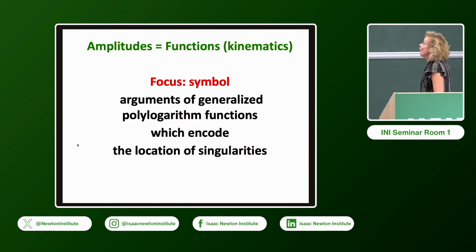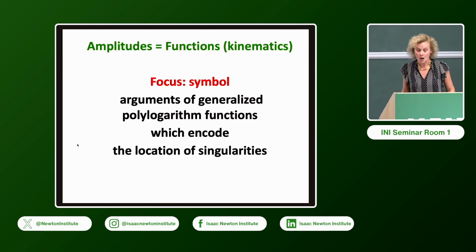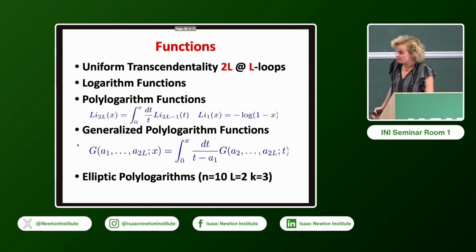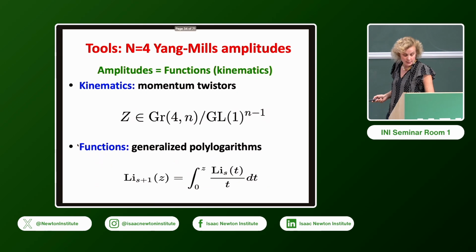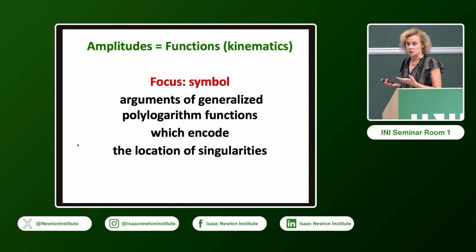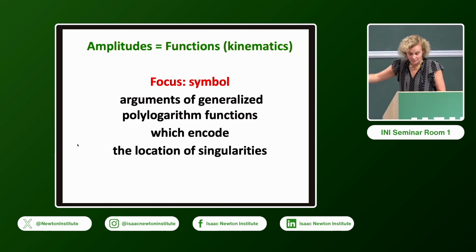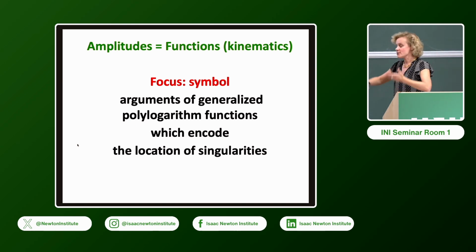Okay, very good. So roughly I've tried so far to explain to you the amplitudes as some functions, these polylog functions, elliptic polylogs, of some kinematics, and kinematics described by momentum twistors. So what's another ingredient? Remember right here, I kind of sketched the symbol. This is something that describes the singularity structure of those functions. Think of it as a further simplification of a function, and it encodes the location of singularities.